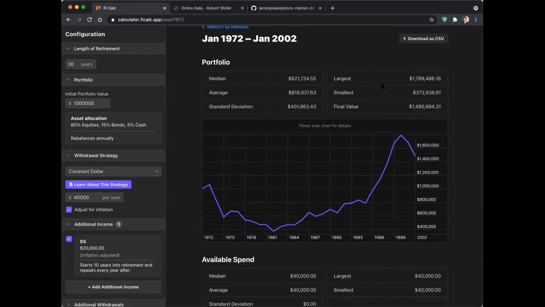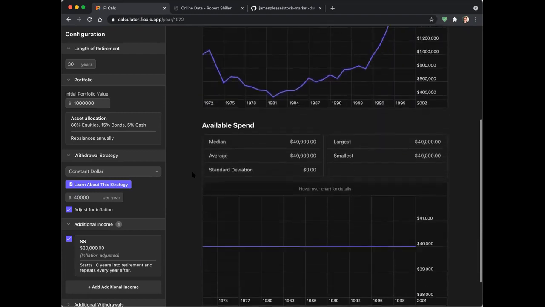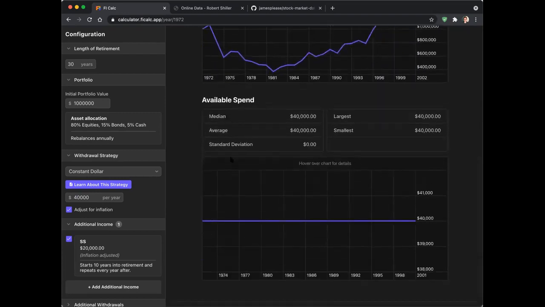You can see the median, average, standard deviation, largest, smallest down here, and the final value. So you get this information, and you can also visually see how that portfolio changed over time. And then if you come down here, you can see the same thing for that available spend.